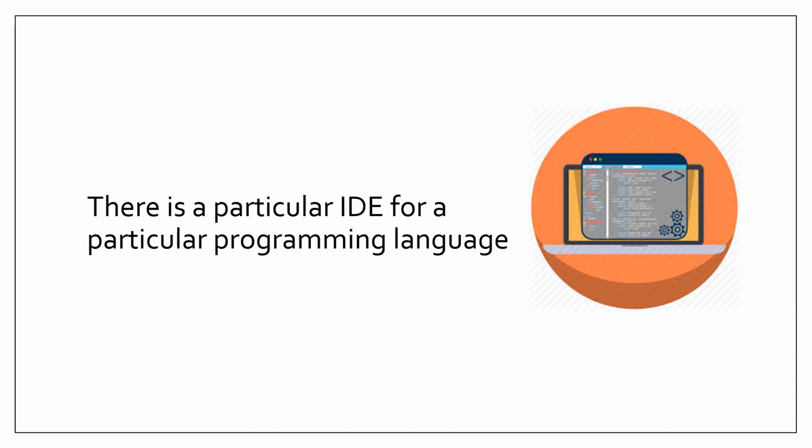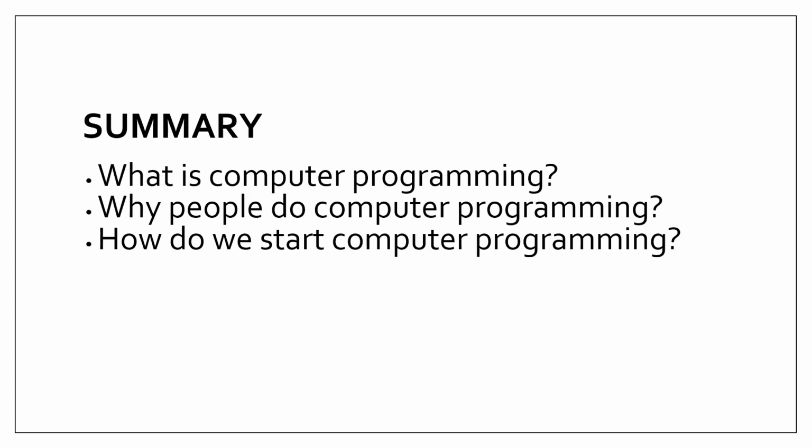Now, there is a particular IDE for a particular programming language. So that means if you try to learn Java, there is an IDE for Java or a program to be used in order for you to take some practice while learning Java. And the same case is also true if you try to learn C Sharp. So if you try to learn C Sharp instead, there is also an appropriate program or IDE for that particular language. So in summary, we were able to define what computer programming is.